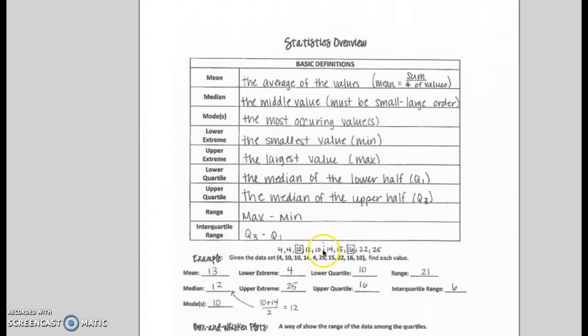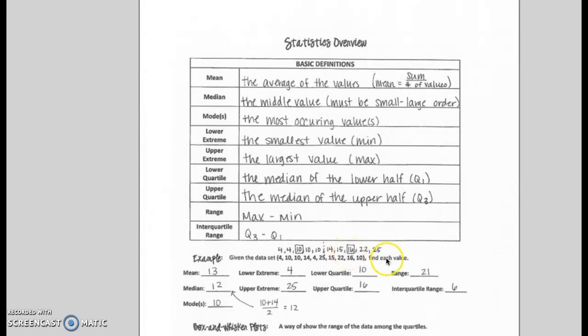Our mean, if you add up all of the numbers and divide by the number of numbers, we actually get 13 here. Our lower extreme, again, minimum 4. Our upper extreme, our maximum, 25. Our lower quartile is going to be the middle of the bottom half. Because we have 5 pieces of information here, it's going to be that middle number, which is 10. And then our upper quartile is going to be the middle of the upper half, 16.